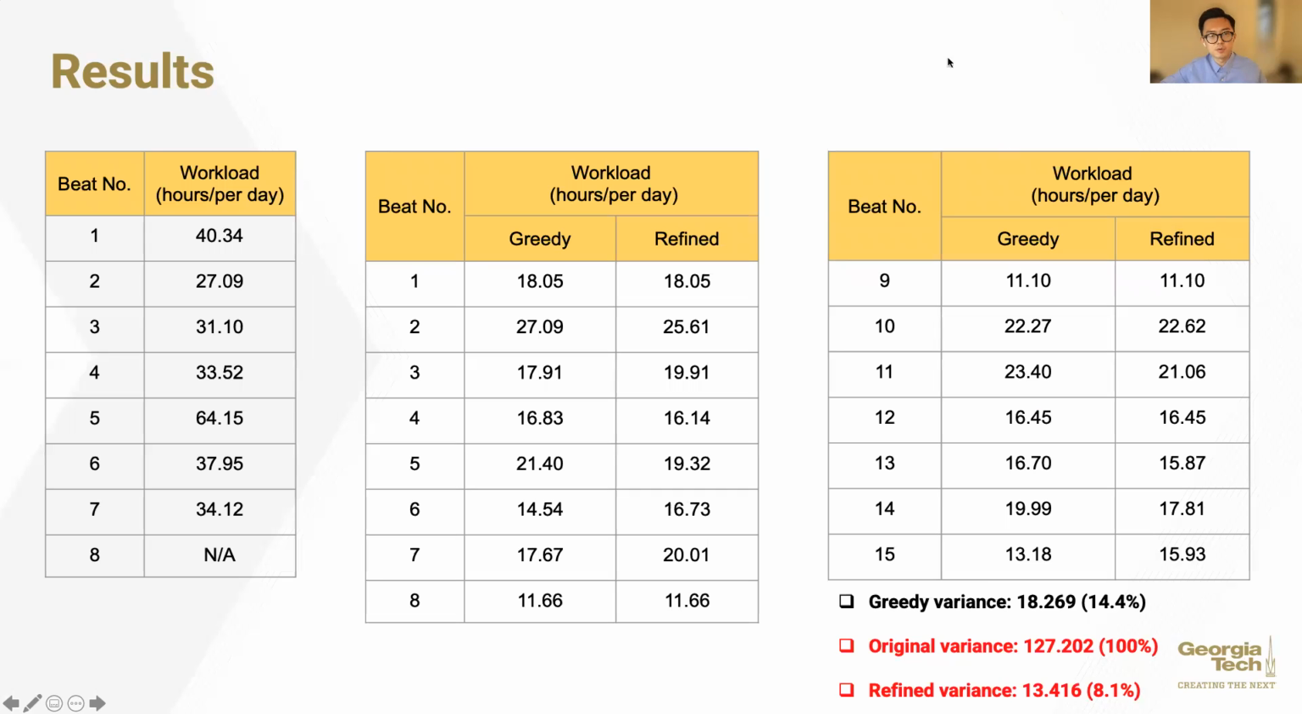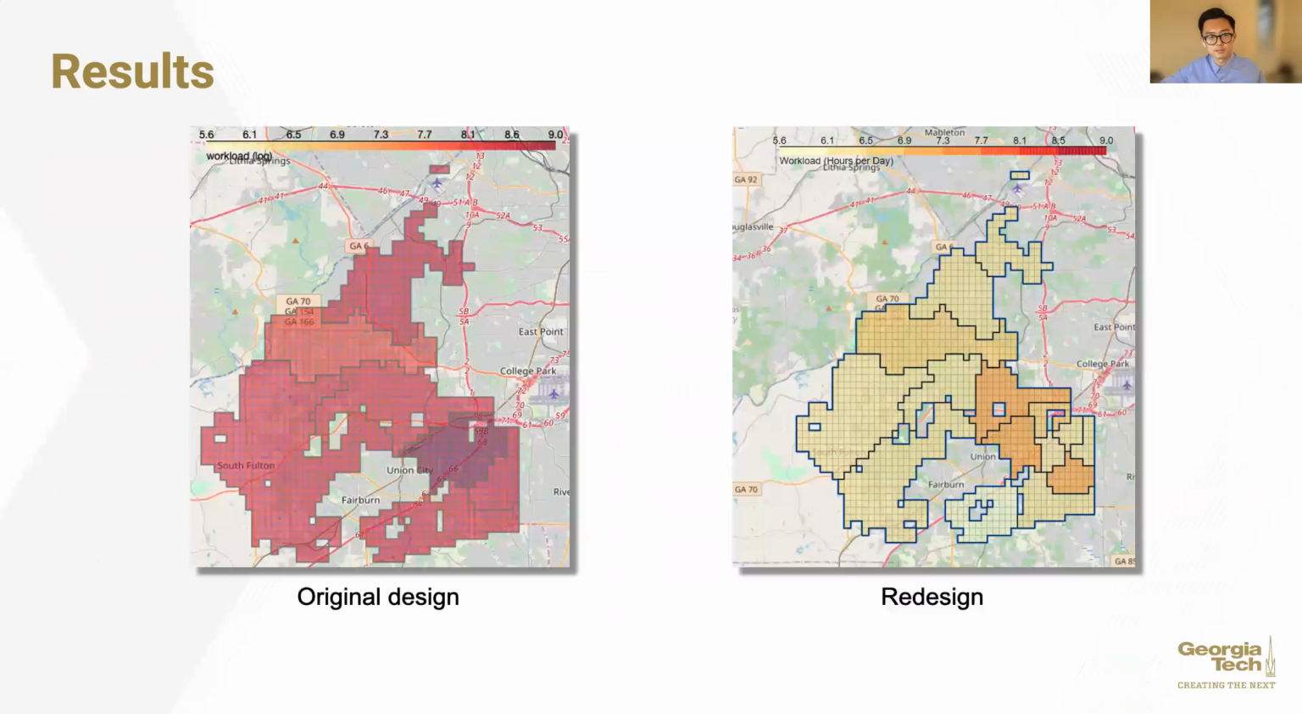And now let's look at these tables. We have shown the predicted police workload for each bit in the original bit design and the new design. We see there's a drastic drop in the workload variance by roughly 90% after redesigning the bit configuration. Compared to the design suggested by the greedy algorithm, we also see about 7% improvement in the final refined bit redesign.